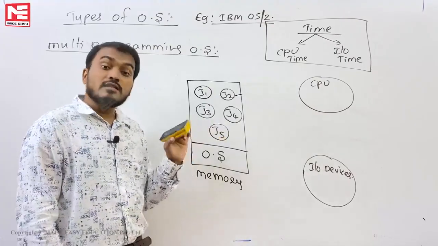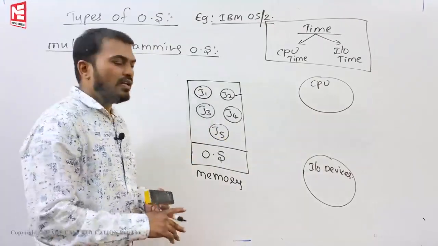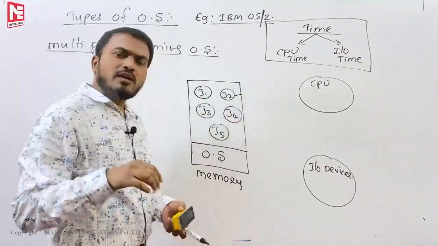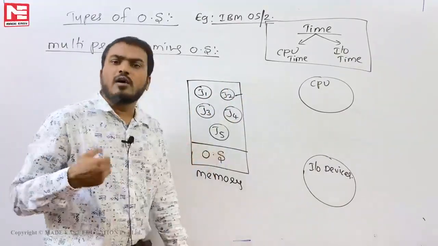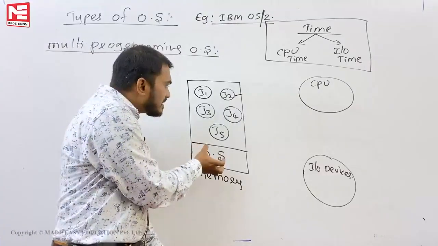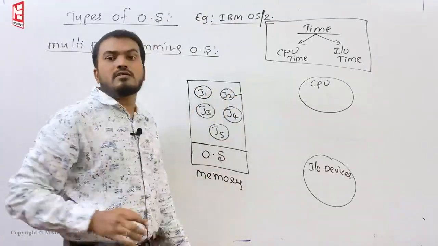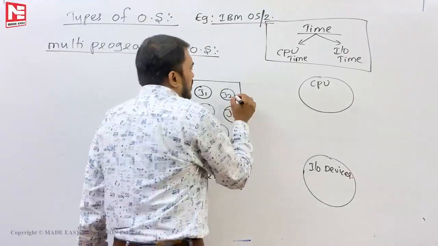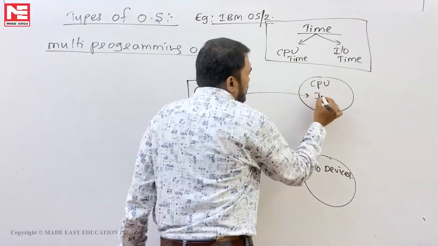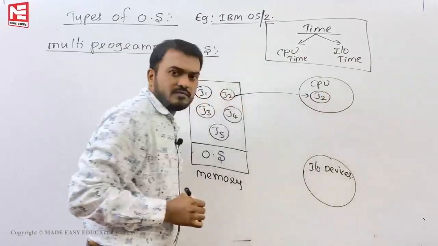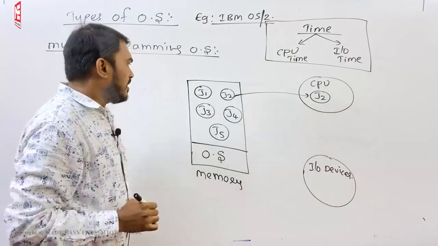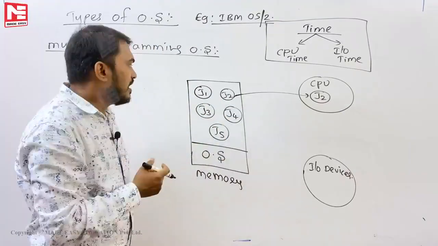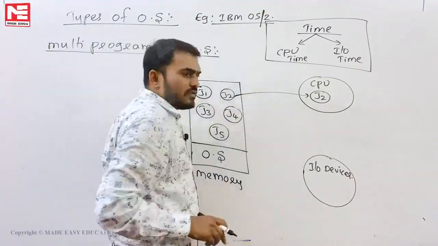This time they are individual jobs, like job 1, job 2, job 3, job 4, job 5. Now same thing, the responsibility of the OS is to schedule the job onto the CPU. Let's say we are scheduling job 2 onto the CPU. The operating system will decide which job you are going to schedule. Now understand, let's say I schedule job 2 onto the CPU here.